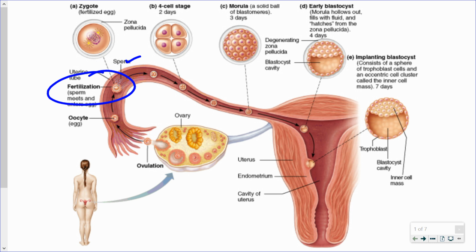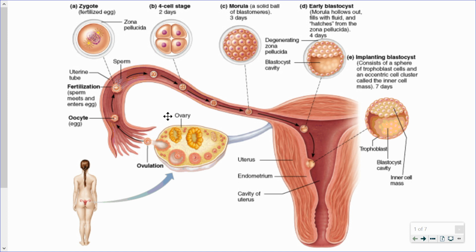And when that happens, it's going to change the outer membrane of the now fertilized egg, and that's going to prevent any other sperm from gaining entrance into the egg. And again, where this fertilization does take place, where it normally takes place, is in the fallopian tube.